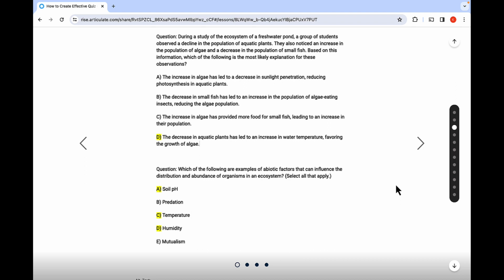The question below states, Which of the following are examples of abiotic factors that can influence the distribution and abundance of organisms in an ecosystem? Select all that apply. This is an example of one which has multiple correct answers.